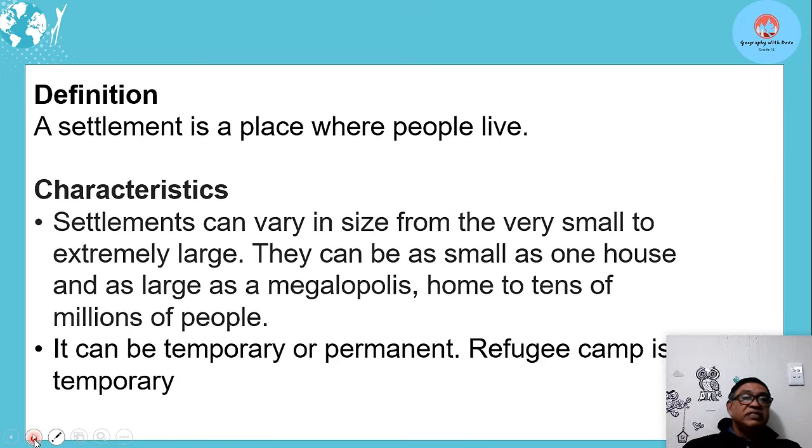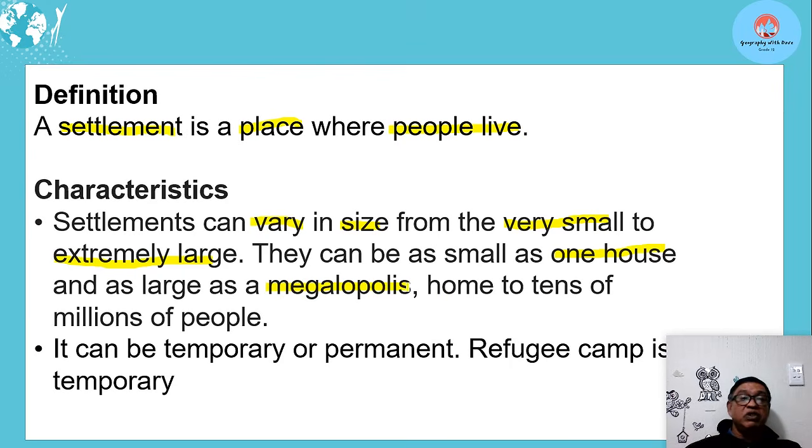So let's summarize. All right, let me put up my highlighter. A settlement is a place where people live. Okay, let's look at some of the characteristics. As we said, they vary in size from very small to extremely large. It can be one house or farmstead, which is small, or it will be a megalopolis.